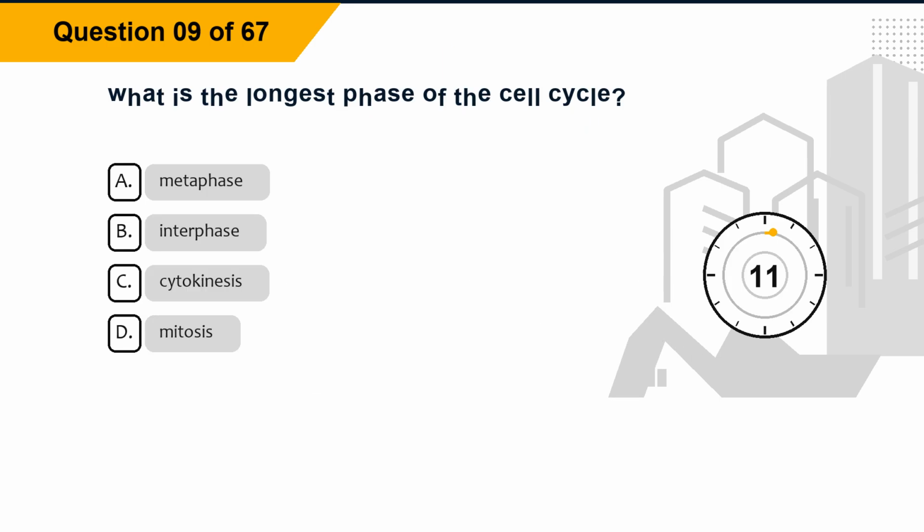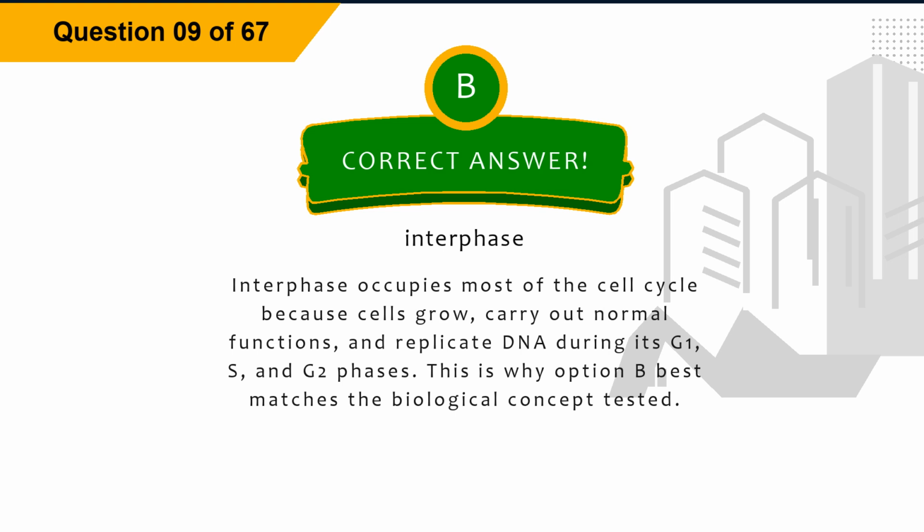Question 9. What is the longest phase of the cell cycle? Option A, metaphase. Option B, interphase. Option C, cytokinesis. Option D, mitosis. The correct answer is option B, interphase. Explanation. Interphase occupies most of the cell cycle because cells grow, carry out normal functions, and replicate DNA during its G1, S, and G2 phases. This is why option B best matches the biological concept tested.